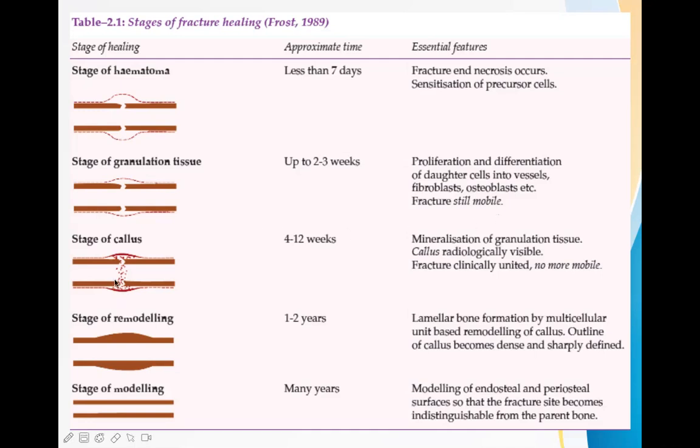That means if we move that part, we can still feel the fracture is not stable, it is still moving. The third stage is the stage of callus formation. It takes up to 12 weeks. In this stage, there is mineralization of granulation tissue. Mineralization means the calcium and phosphorus go and deposit there. The callus becomes radiologically visible now. If we take the X-ray, we can see a callus is formed in between the fractured bone. That means the bone is healing properly.